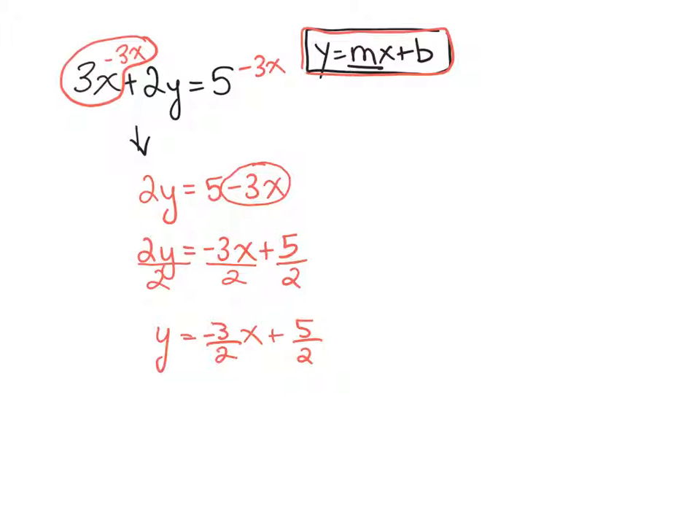And now if I want to find the slope, I know it's just the coefficient in front of x. So now I know my slope, or my rate of change, is negative 3 over 2. So that's how you would find slope from an equation. You would just make it look like slope intercept form, and then it's easy to tell.